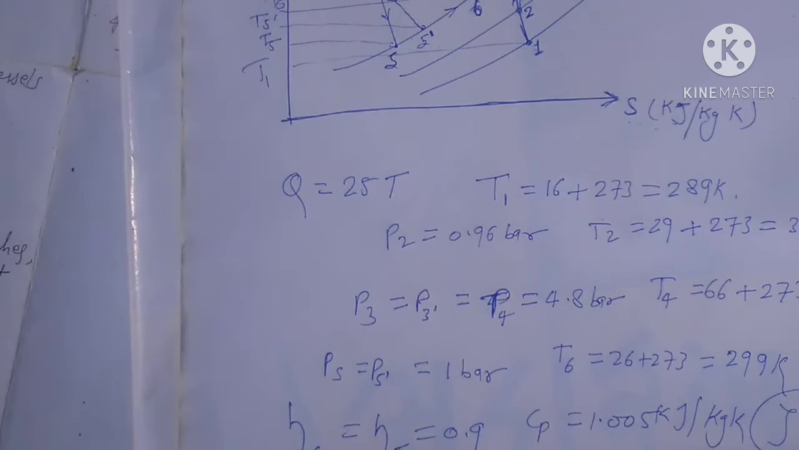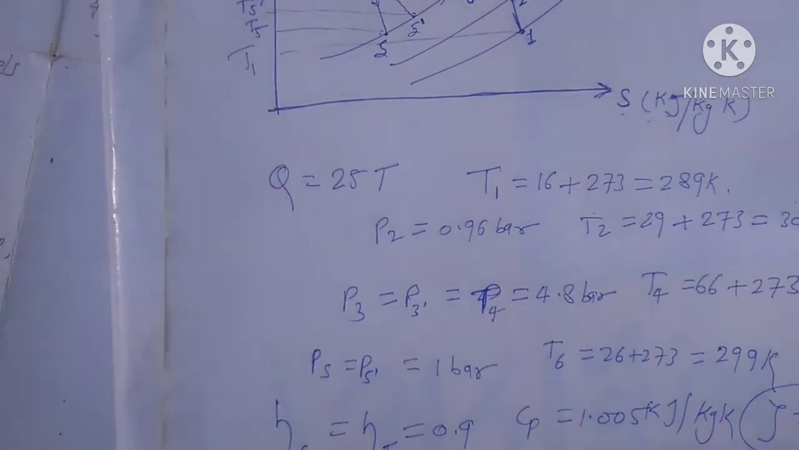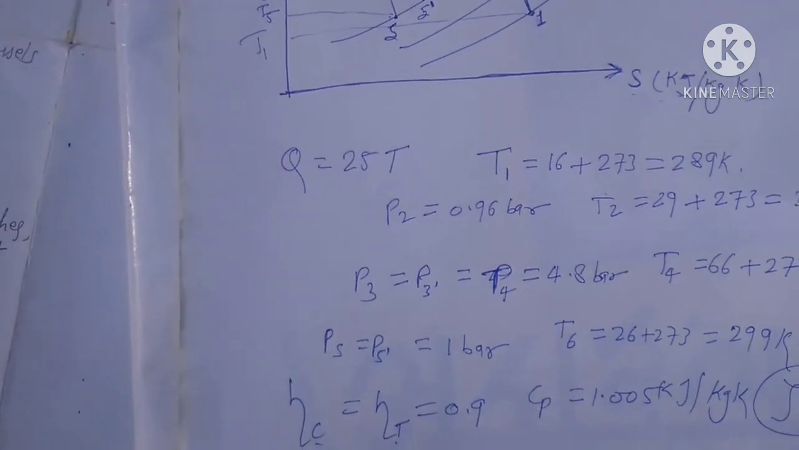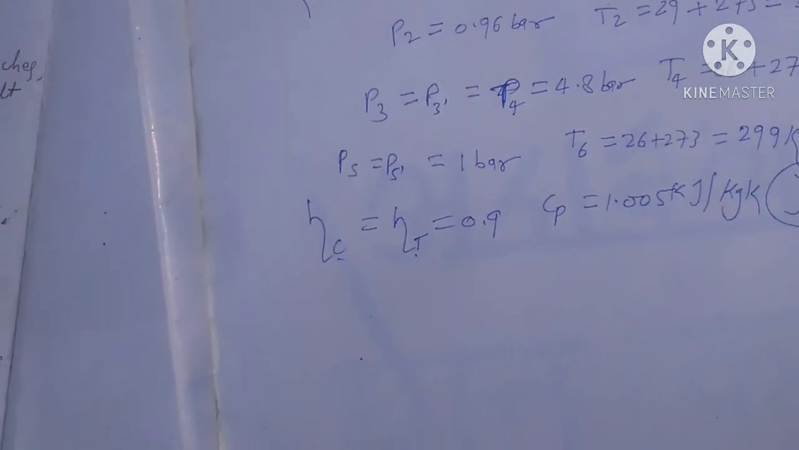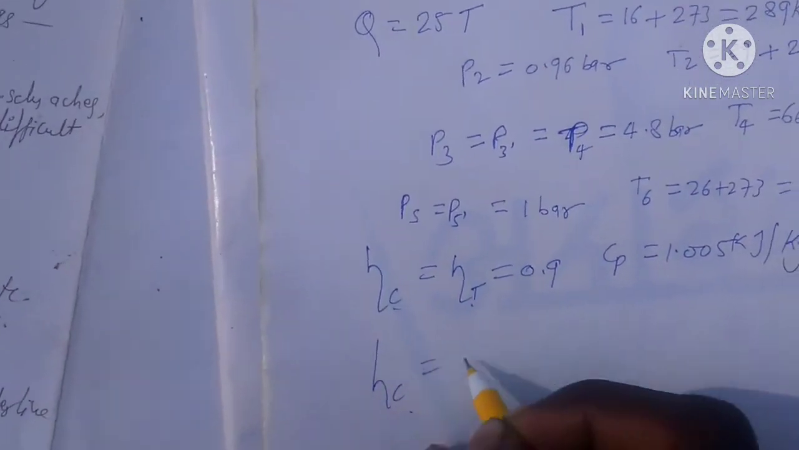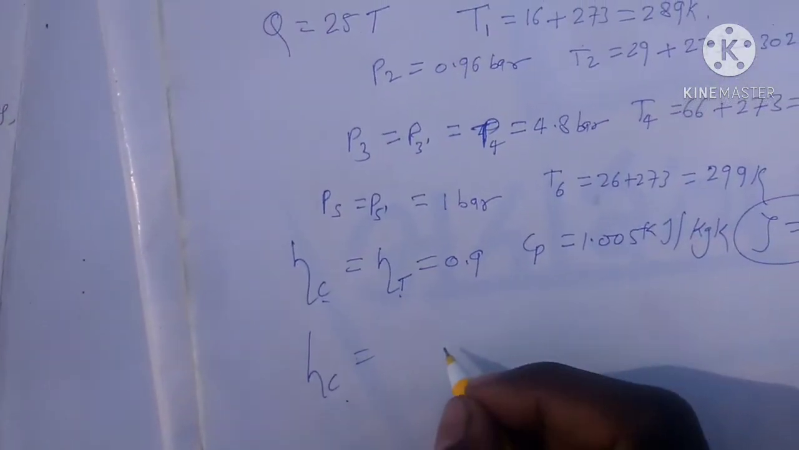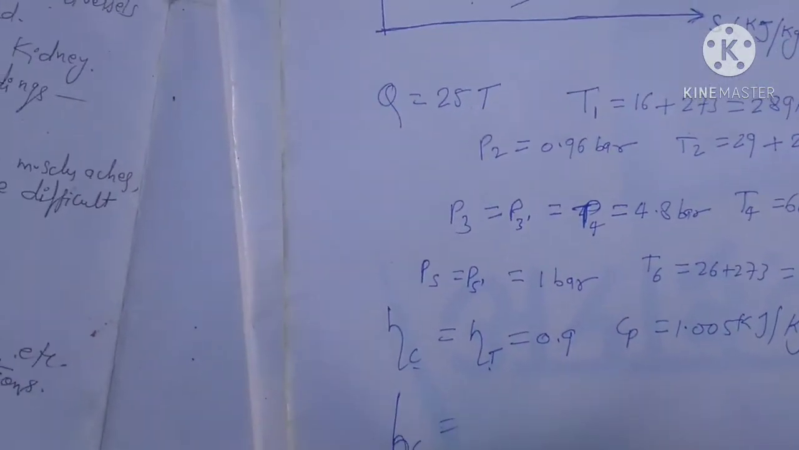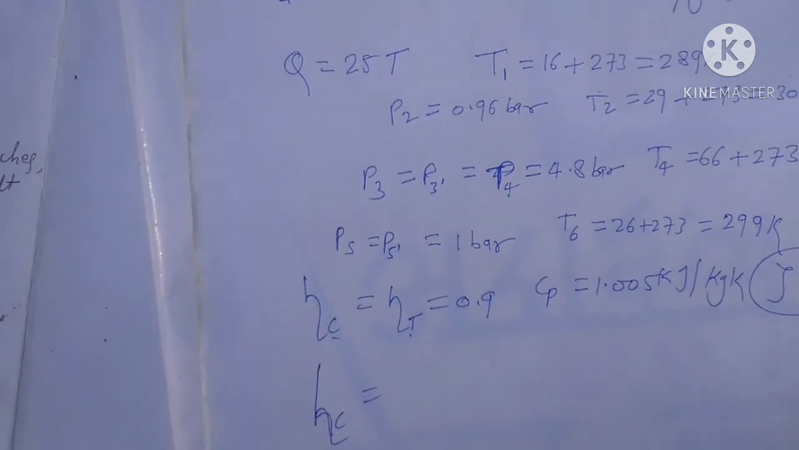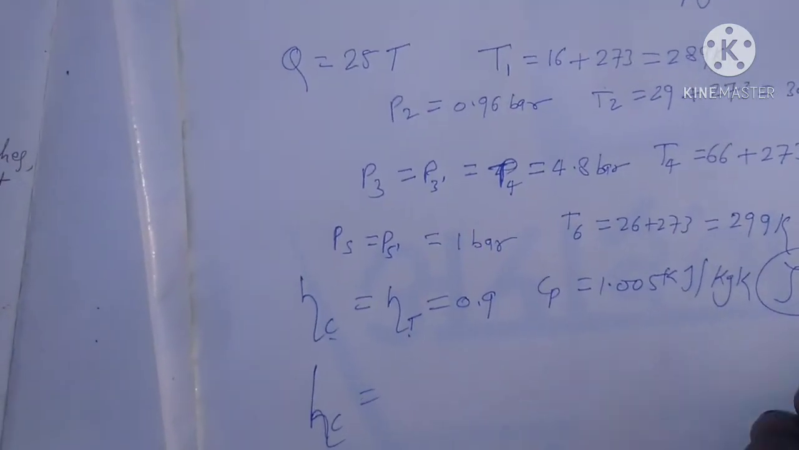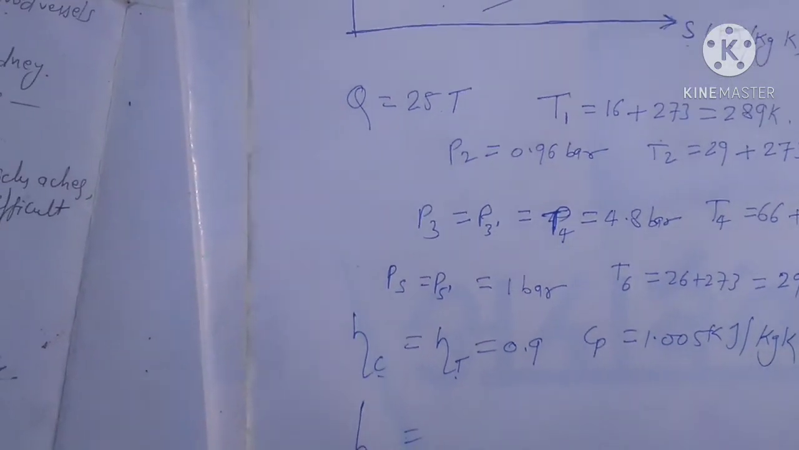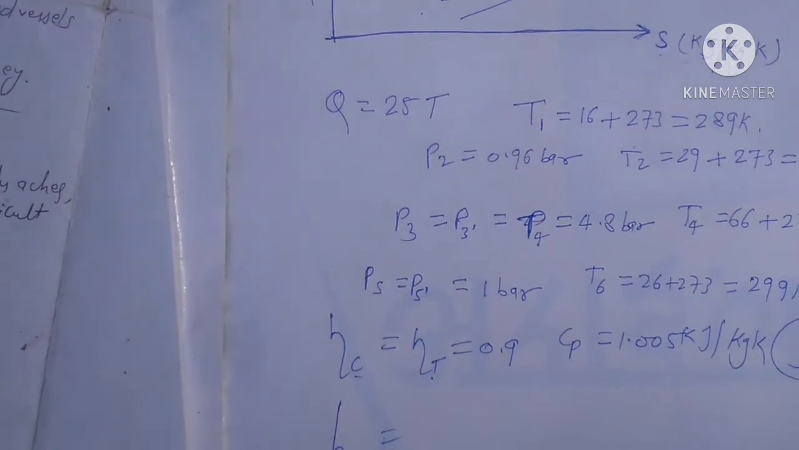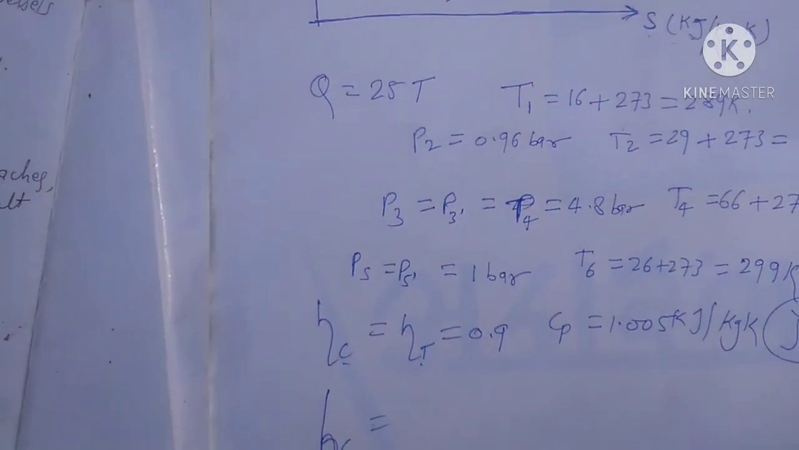What is the question? First, we find the mass of air circulated per minute, and second, the COP of this system. Compression efficiency is given as 0.9. Compressor efficiency is the isentropic increase in temperature divided by the actual increase in temperature.